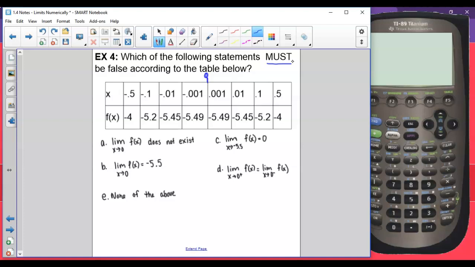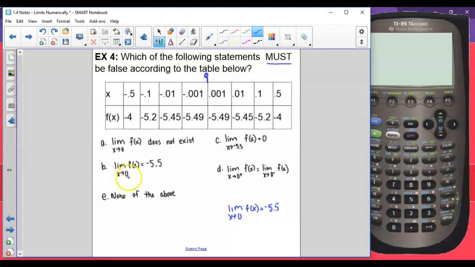So if we're looking right here, it appears from the table that the limit as x approaches 0 of f of x really looks like this value right here is probably -5.5. Now, it might not be. It might be something different. It could be 5.51. It could be 5.7. We really don't know exactly what happens. It could be negative infinity for all we really know. But it appears that it probably is negative 5.5.